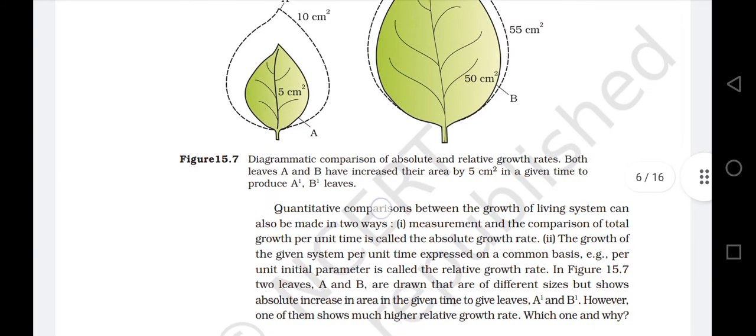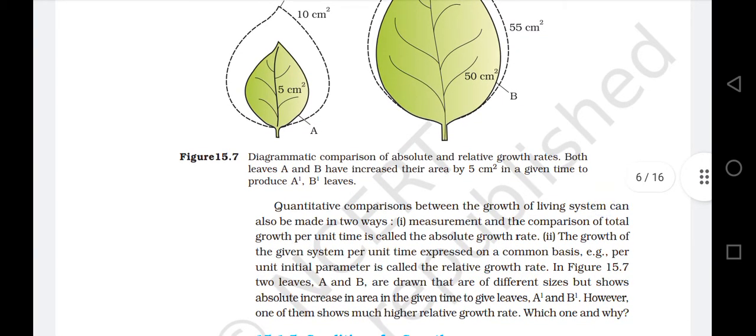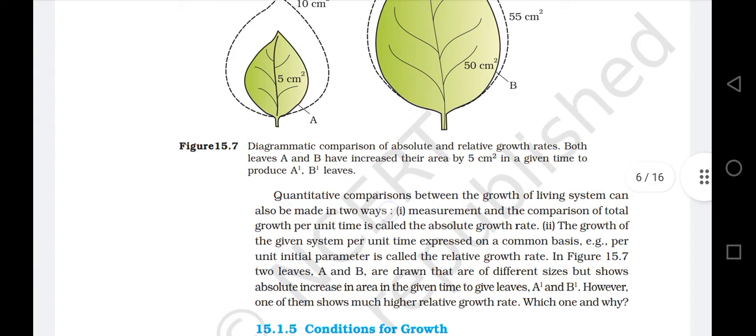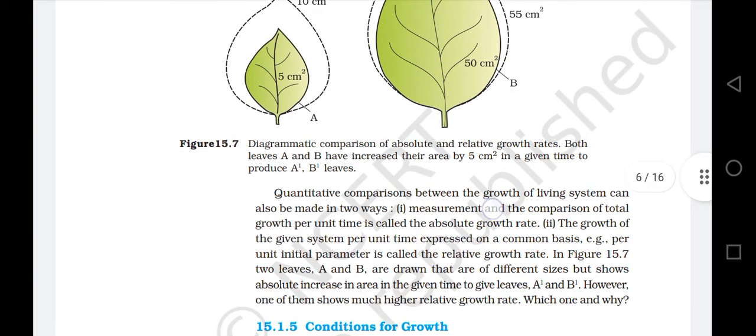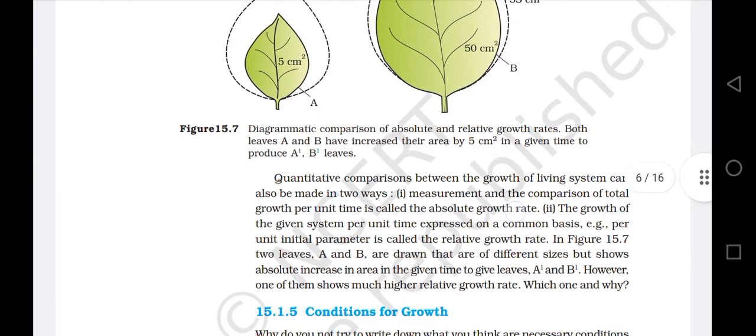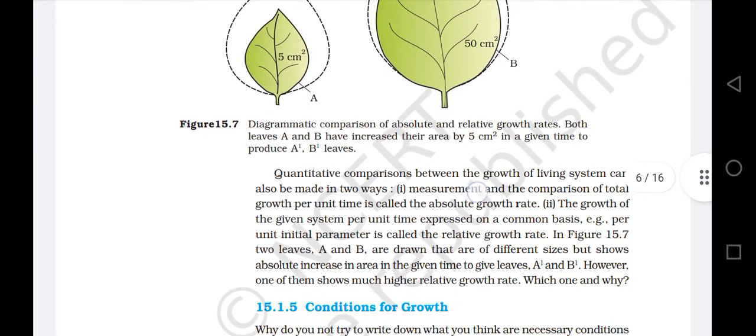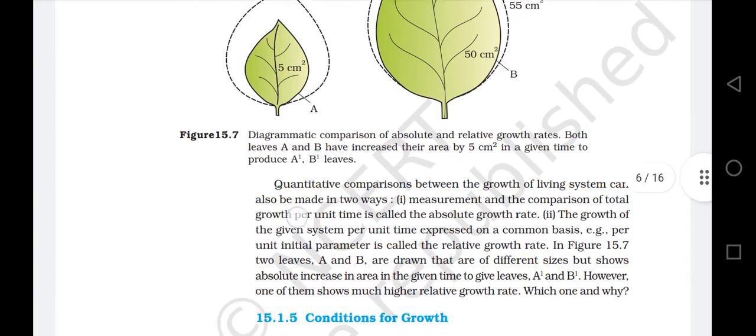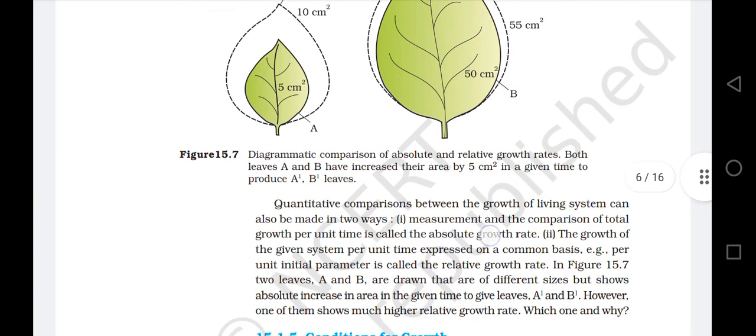Quantitative comparisons between the growth of living systems can also be made in two ways. Measurement and the comparison of total growth per unit time is called the absolute growth rate.